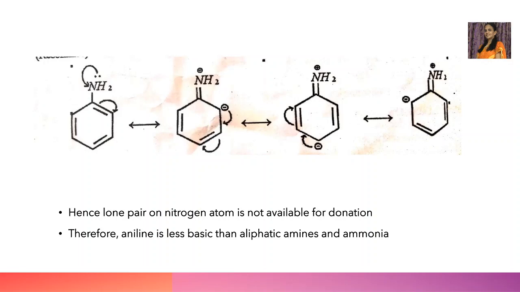Hence the lone pair on the nitrogen atom is not available for donation, as it has to act as a base, in the sense it should accept the proton, to donate that lone pair on the nitrogen atom to form a coordinate covalent bond. So this lone pair, as it is involved in resonance with the benzene ring, is not available for donation because of that resonance. Whereas such type of resonance is not possible in the case of aliphatic amines and ammonia. Because of that reason, they are more basic than aniline. So in aniline, due to the plus M effect, its basic nature is less.